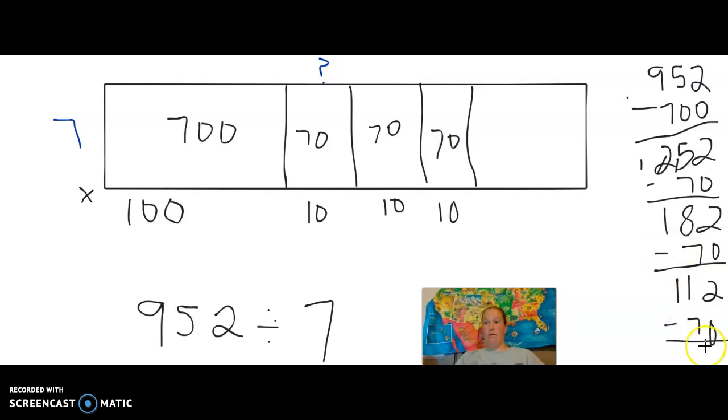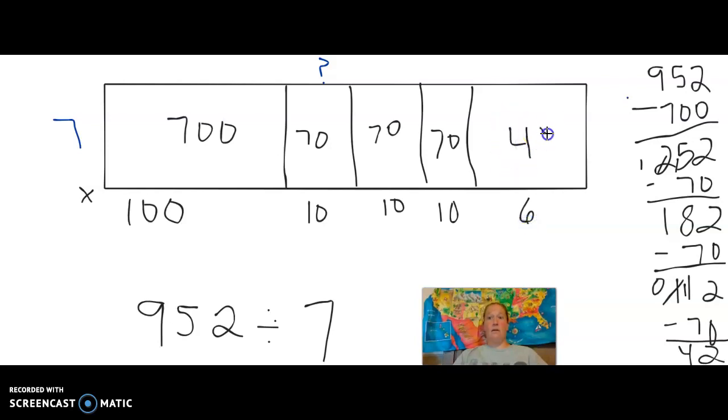Subtract. 2. I've got to borrow. 42. Awesome. Guess what? 42 is a multiple of 7. 7 times what equals 42? If you knew it, it's 6. Yes, 7 times 6 equals 42. Perfect. Now, if we do 42 minus 42, I kind of ran out of room. 42 minus 42, we would get 0.